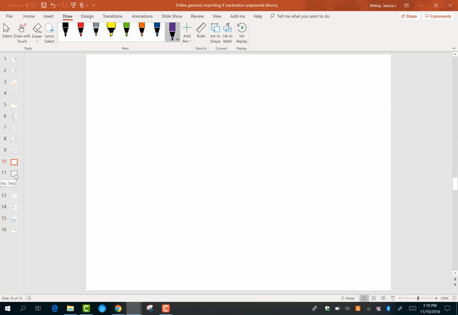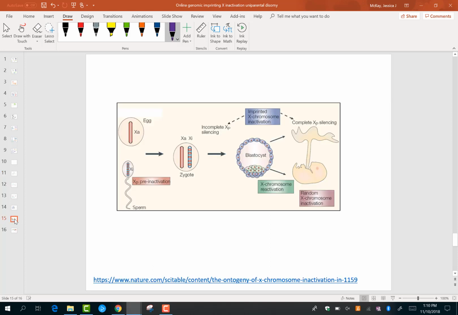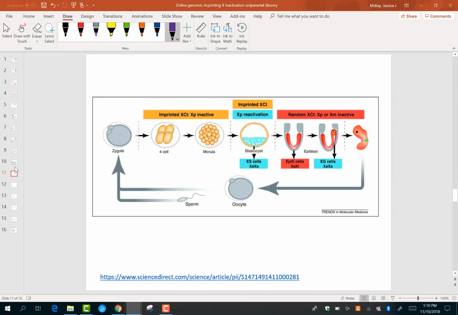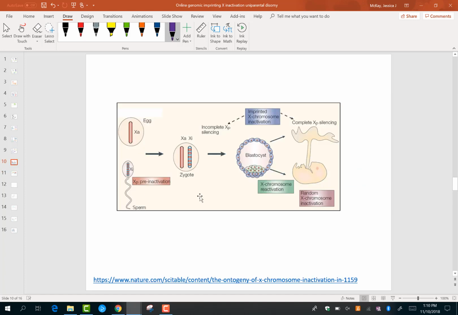Now, I have another blank. I'm going to jump, move these guys up. Okay, so let's talk about when X chromosomes are reset. Okay. So X inactivation, random X inactivation happens in the embryonic tissue.